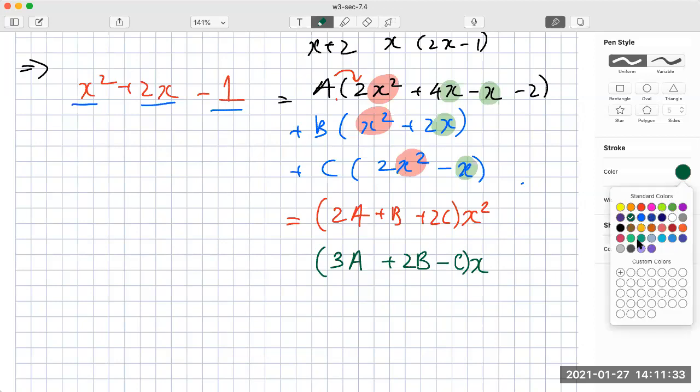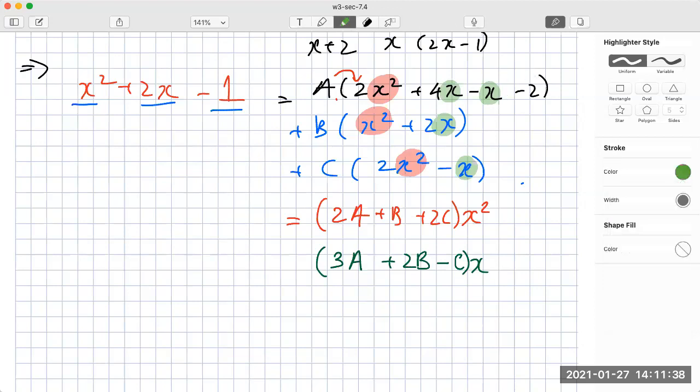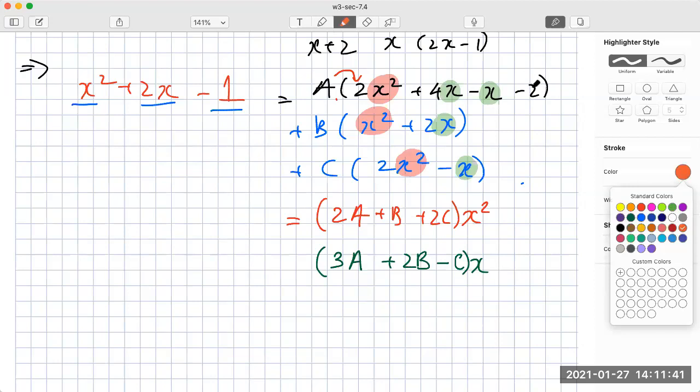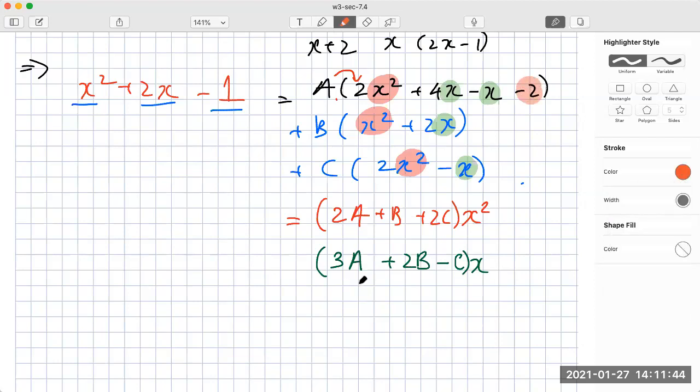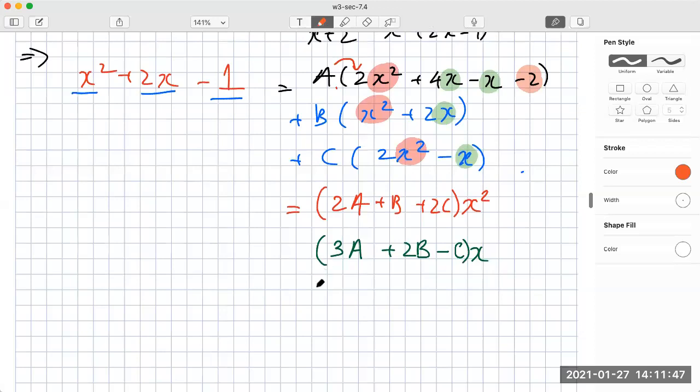For the numbers, what do we have? We have this guy, right? So minus 2a. Okay, that's it. Now, they are both polynomials. The left-hand side, we know the specific coefficient. The right-hand side is also a polynomial of degree 2. They are the same. Therefore, the coefficients should be the same, right?